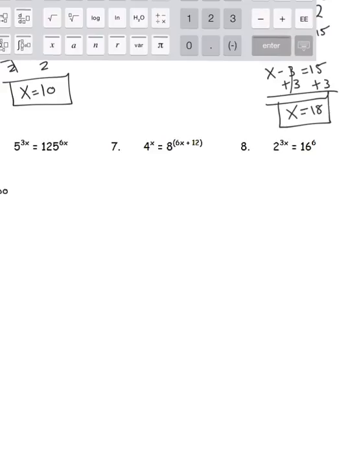Okay, let's look at number 7. Number 7 is kind of a unique case. Looking at our bases, we've got 4 and we've got 8. So ideally, I could pick the smaller number and say, okay, the smaller number is 4. And I need to figure out 8 is equal to 4 raised to what power?